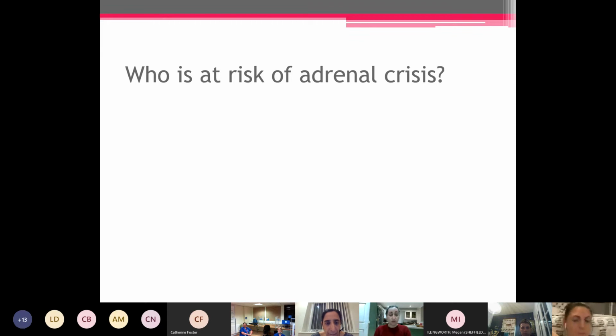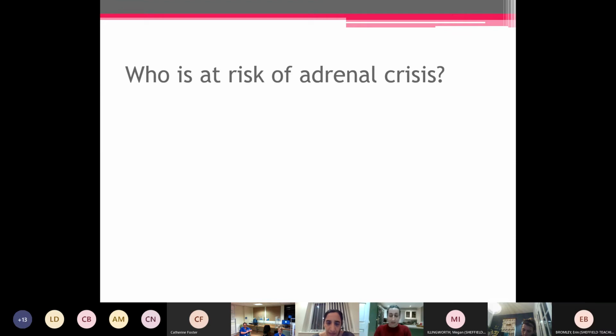So does anyone know who may develop an adrenal crisis? Who do we need to be having this high up in our differentials? Yeah, patients on long-term steroids? Exactly correct. Anyone else? That is the main one, and that is one that we see in hospital all the time.